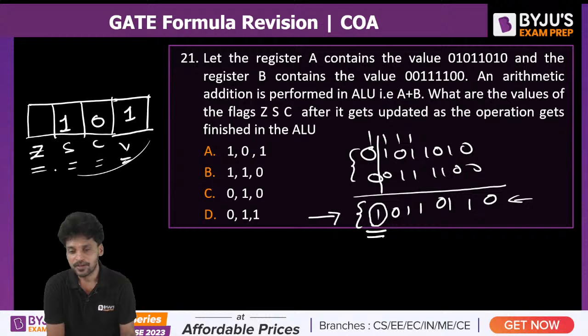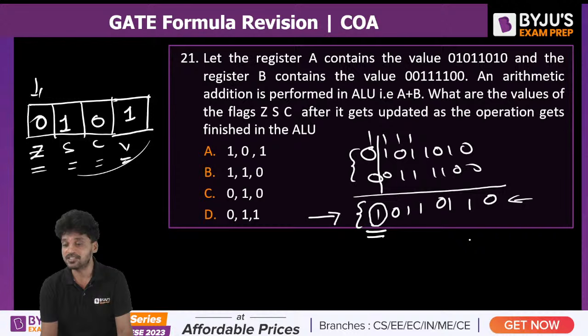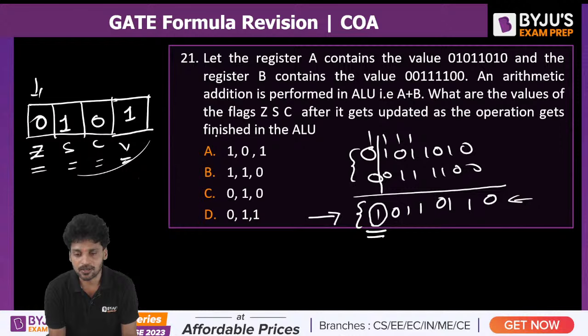Finally, zero flag will be equal to 0 because the result is a non-zero value. If it is a non-zero value, zero flag will be equal to 0. If it is a zero value, zero flag will be equal to 1. I hope I made my point very clear. So the answer for ZSC is Z will be 0, S will be 1, C will be equal to 0.